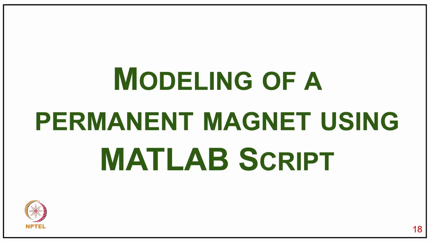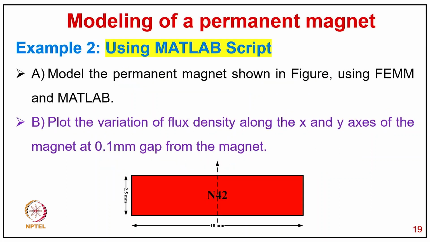Now, coming to modeling of a power magnet using a MATLAB script. Coming to example 2 using MATLAB script. A, model the power magnet shown in the figure using finite element model and MATLAB. B, plot the variation of flux density along the xy axis of the magnet at 0.1 millimeter gap from the magnet, as you can see in the figure.